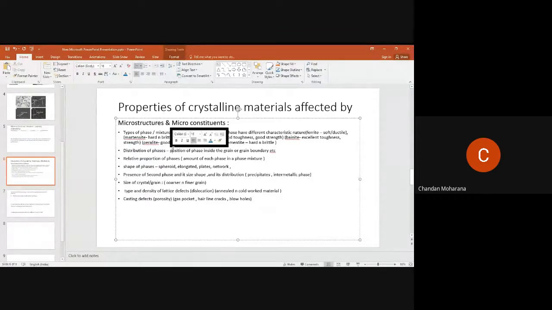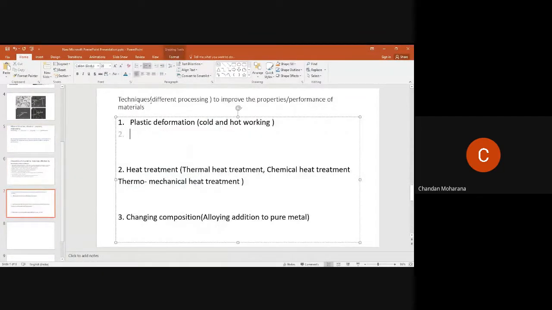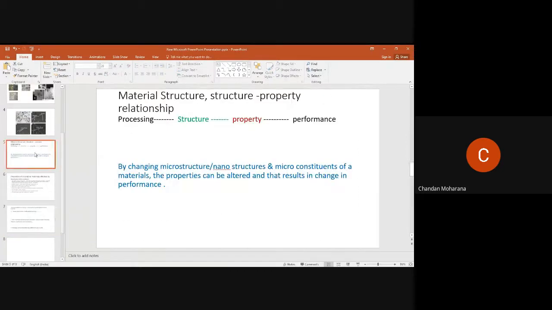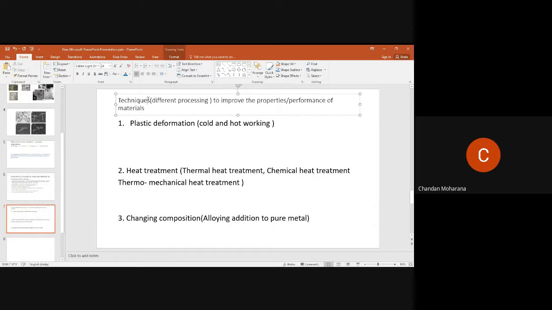So now you understand how the properties of a crystalline material are affected. Up to this, you have no doubt. So this is the end of this part. Okay, fine. The last topic I am moving into is techniques, different processing to improve the properties or performance of a material. I have shown you this: processing, structure, property, performance. Performance is affected by property, property is affected by structure, and the structure of a material is affected by processing. So now we are discussing different processing techniques to improve the properties or performance of a material.